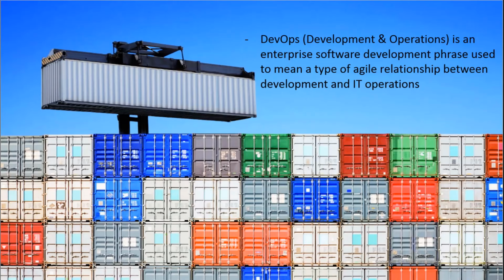Now, to sum it all up, DevOps is, again, development and operations. It's an enterprise software development phrase that's commonly used to describe agile relationships between development and operations. But as part of that, it really comes down to automation as well. Let's go ahead and move on.